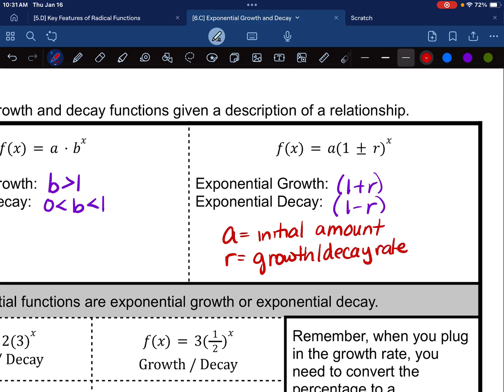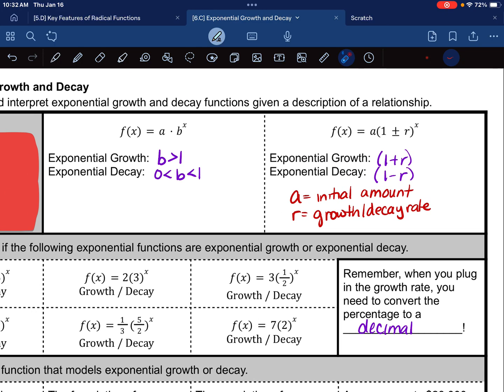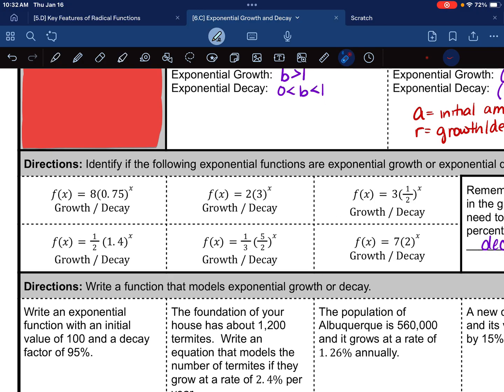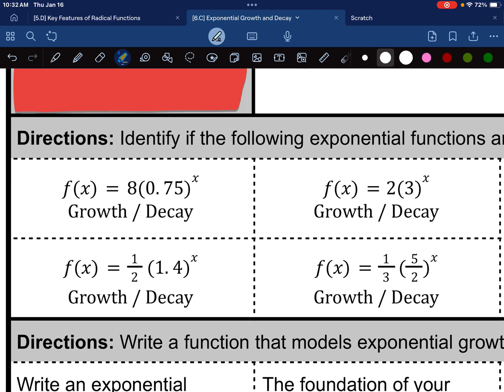Rates, remember, are percentages, so you have to convert them to a decimal. So these things will be some kind of decimal. So 1 plus a decimal or 1 minus a decimal, depending on if it's growth or decay. So all that we're going to do for this part is identify if the following functions are growth or decay. So that's just looking at this b value.